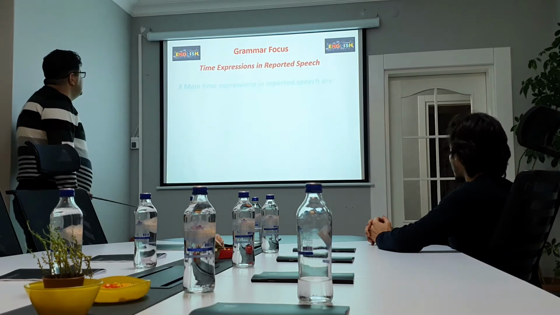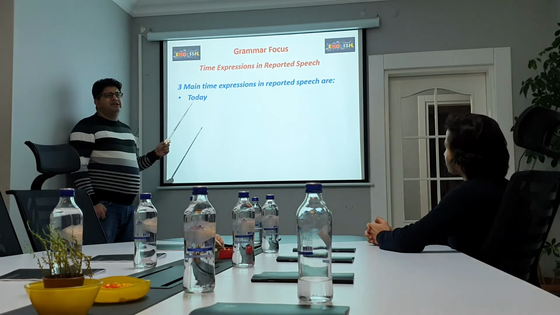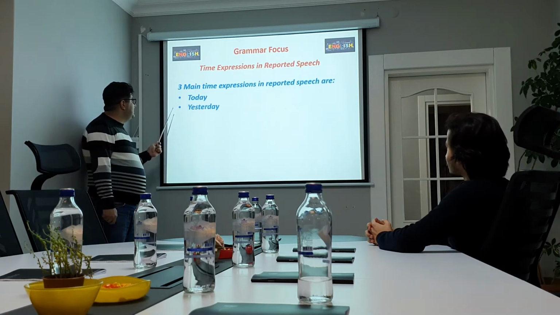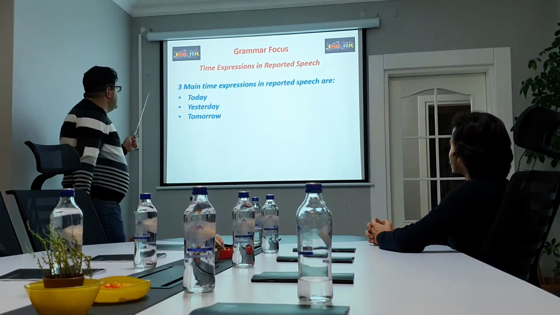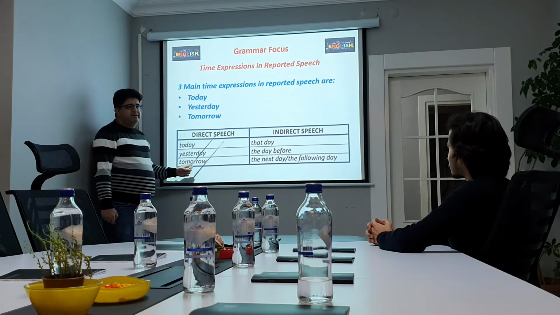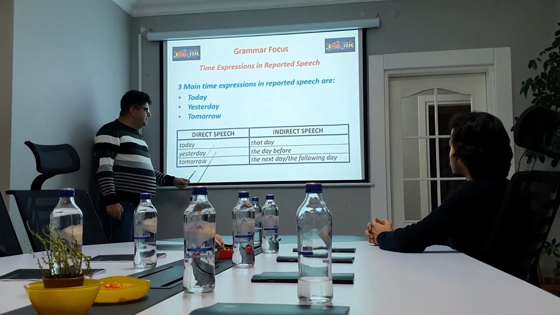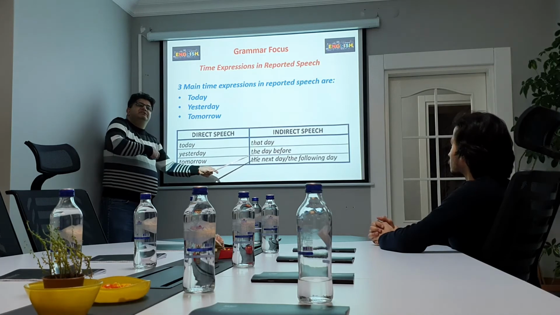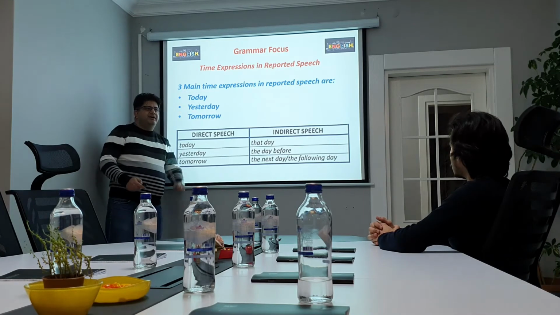Okay, perfect. So let's pass to time expressions. There are 3 time expressions. There are more time expressions, but mainly, basically, today, yesterday, and tomorrow. What are the indirect forms of these? Today becomes that day. There was an example we did. Yesterday becomes the day before, or the previous day. Tomorrow becomes the next day or the following day.